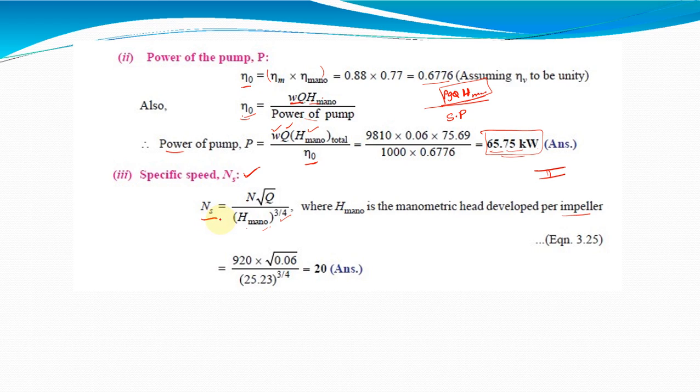So we have to use the head developed by one impeller only. So this will be n root Q by H manometric power 3 by 4. The manometric head calculated is 25.23 for the impeller. So the specific speed Ns will be 20. Thank you.